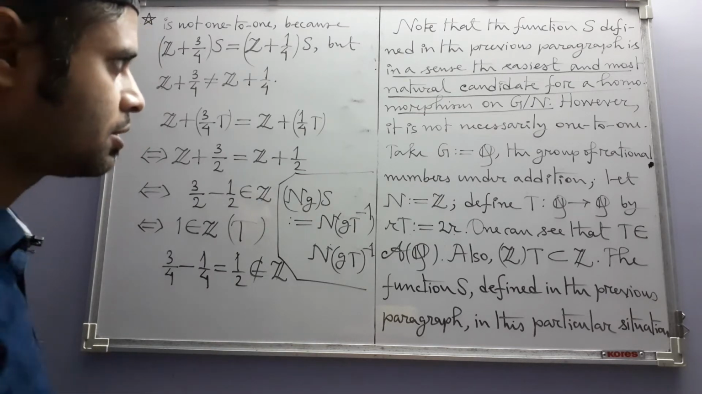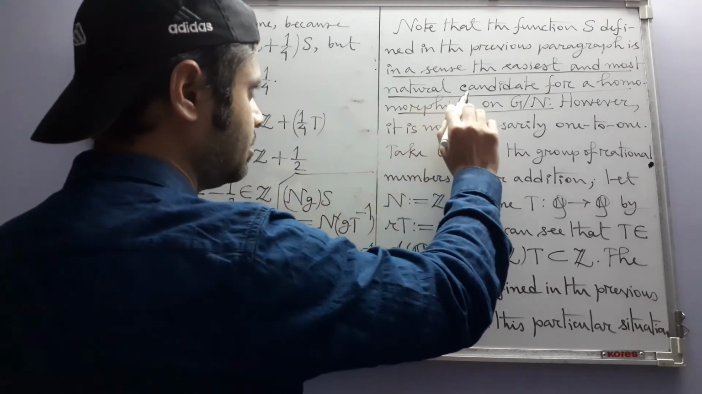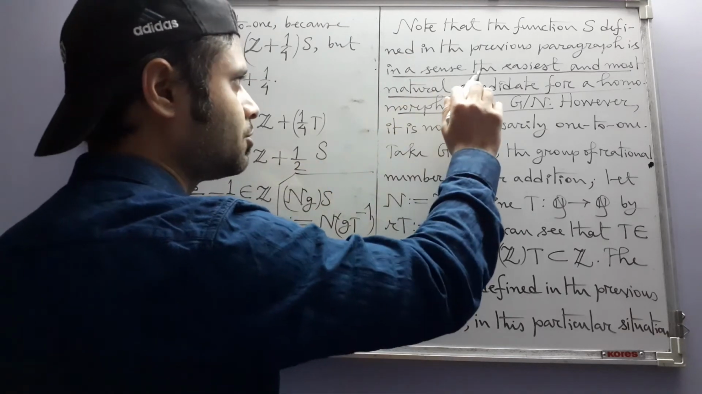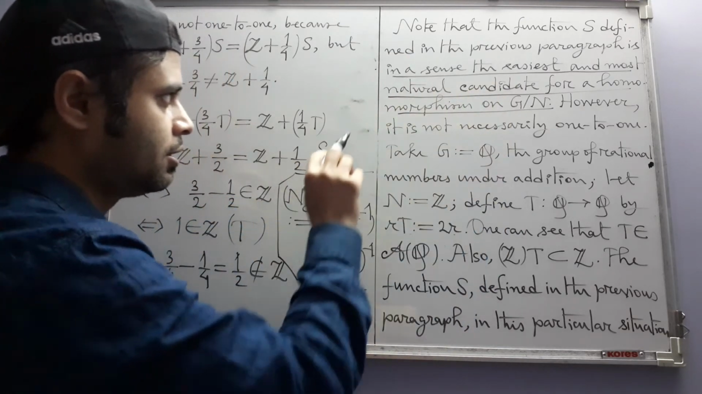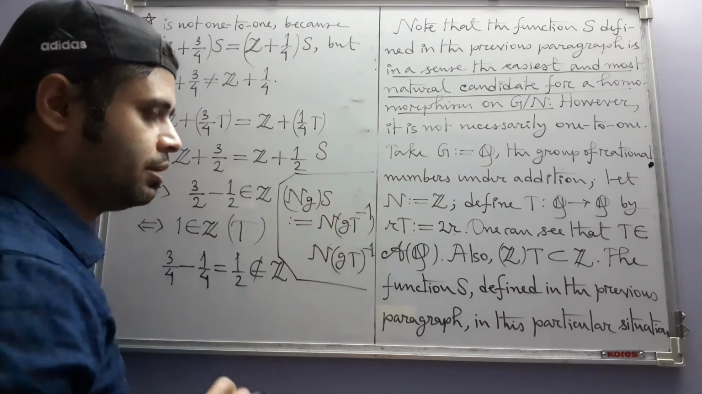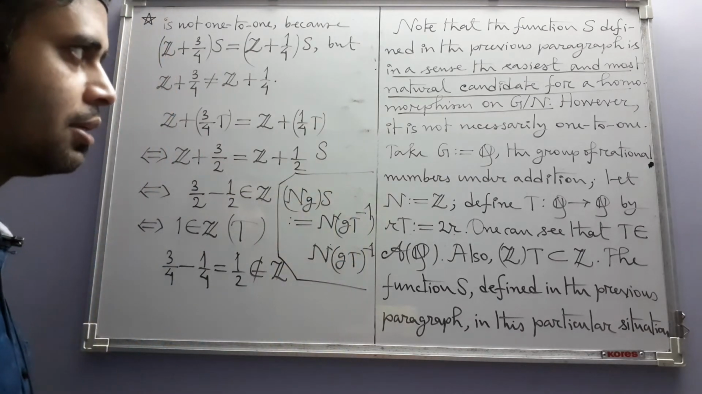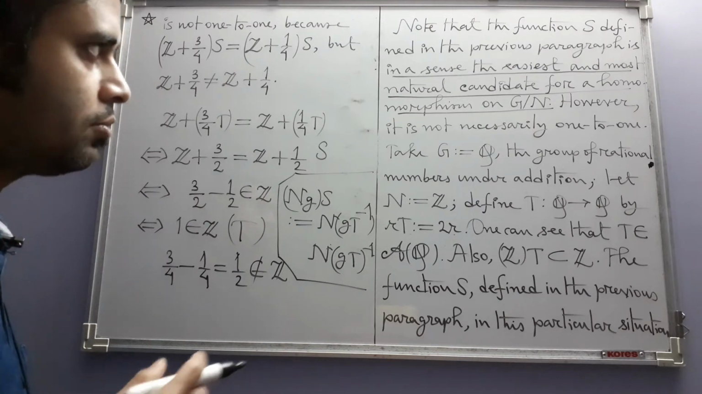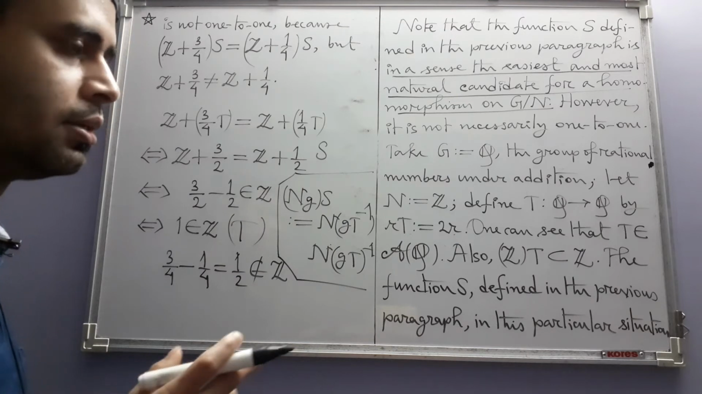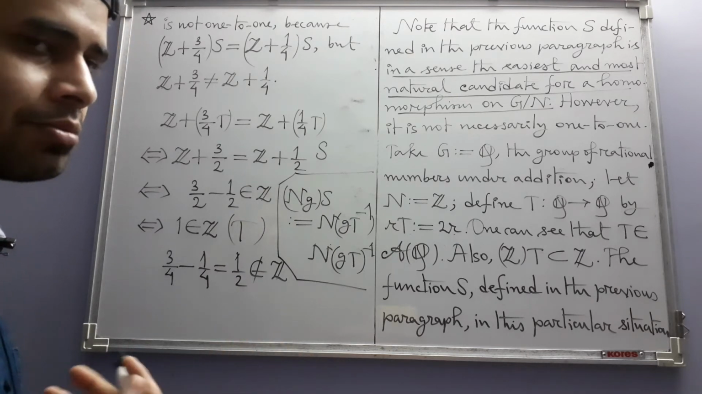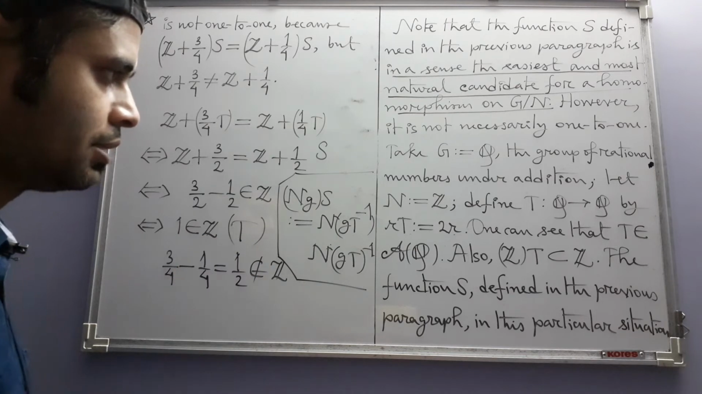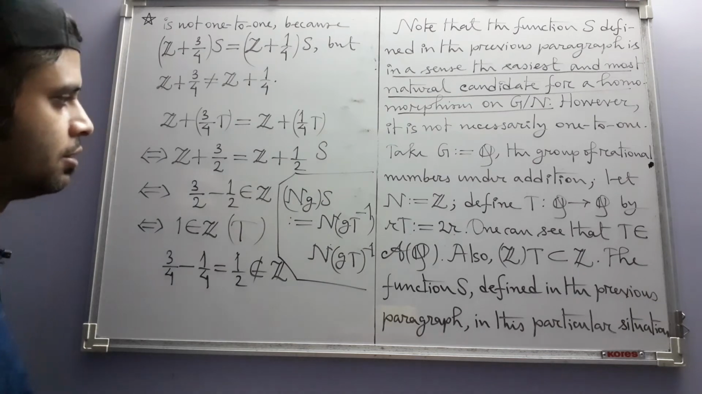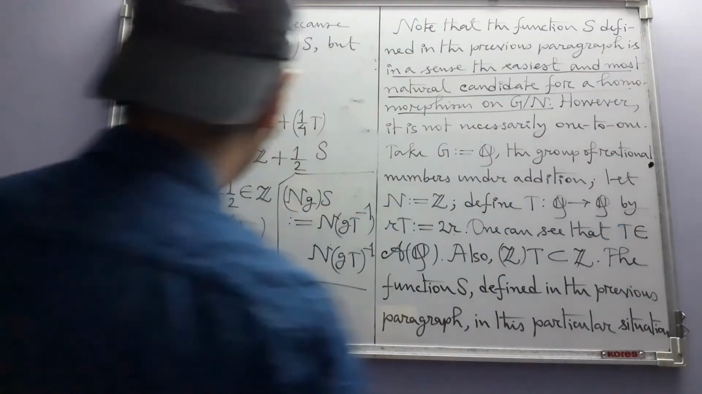The most natural and easiest candidate. There is no doubt that the S we have defined is actually the most natural and easiest candidate for a homomorphism on G by N. But being a candidate and being the real thing, there is a difference between those two. So our guess has not worked, so it's now up to you and up to me also. I will also look through these things, but it will take some time. So let's move on. Let's leave this exercise and let's move on.